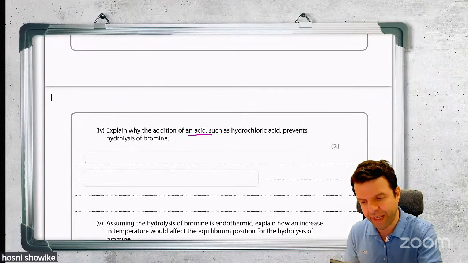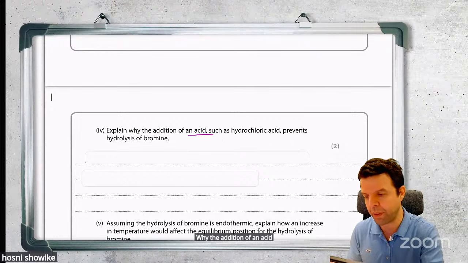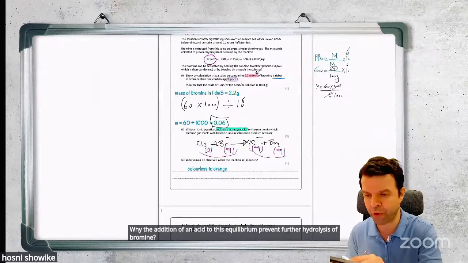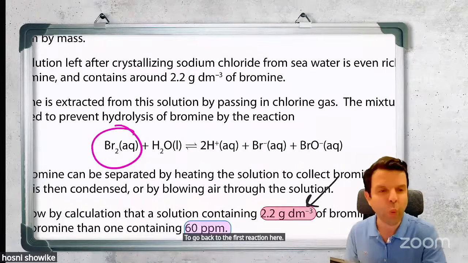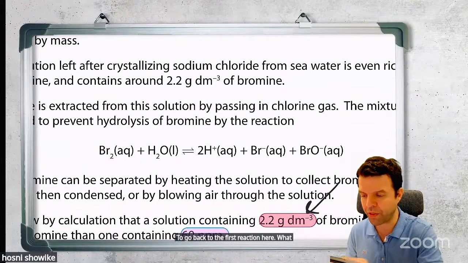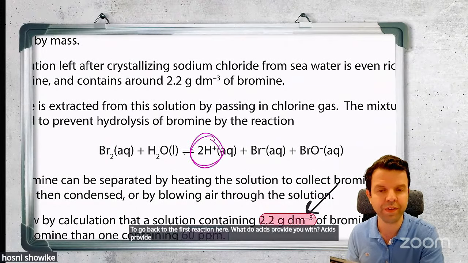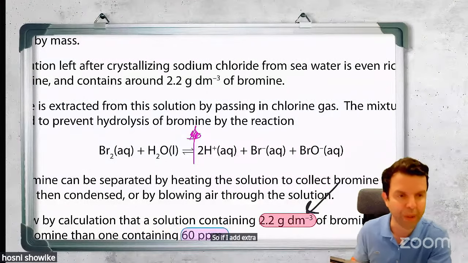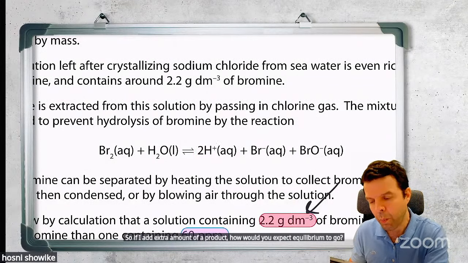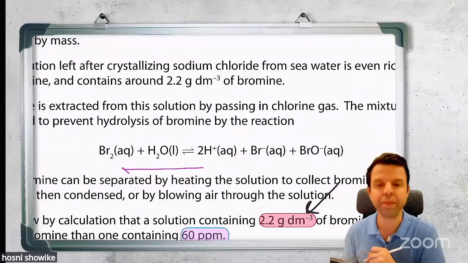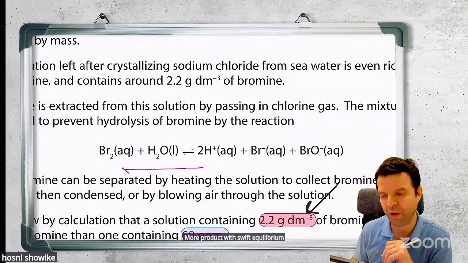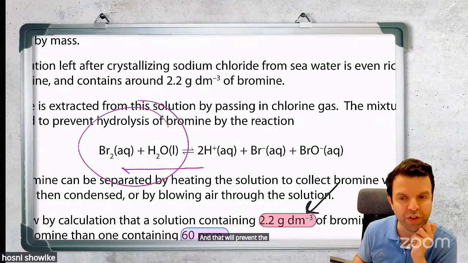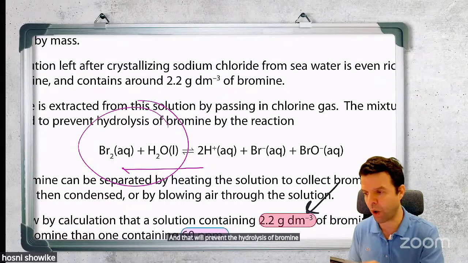Why does the addition of an acid to this equilibrium prevent further hydrolysis of bromine? So go back to the first reaction here. What do acids provide you with? Acids provide you with this H+. Okay? So if I add an extra amount of a product, how would you expect equilibrium to go? More product will shift equilibrium to the reactant side, and that will prevent the hydrolysis of bromine. It will prevent the reaction of bromine and water.